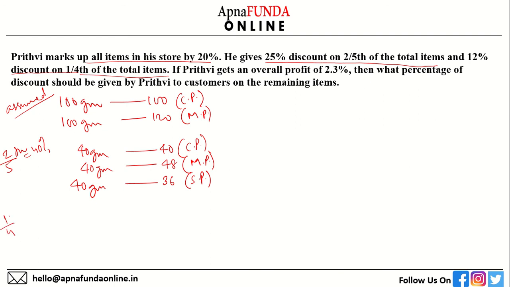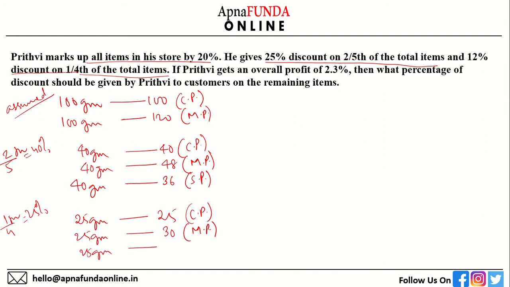So 1/4, which is 25%, 25 gram is 25 cost price. 25 gram mark price will be 30. Now we come to selling price. After 12% discount, the selling price is 26.4. You can solve it and check. This is the answer. Correct.